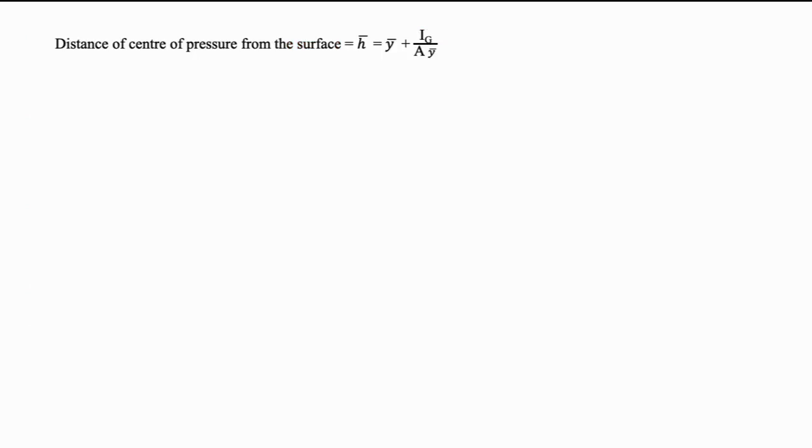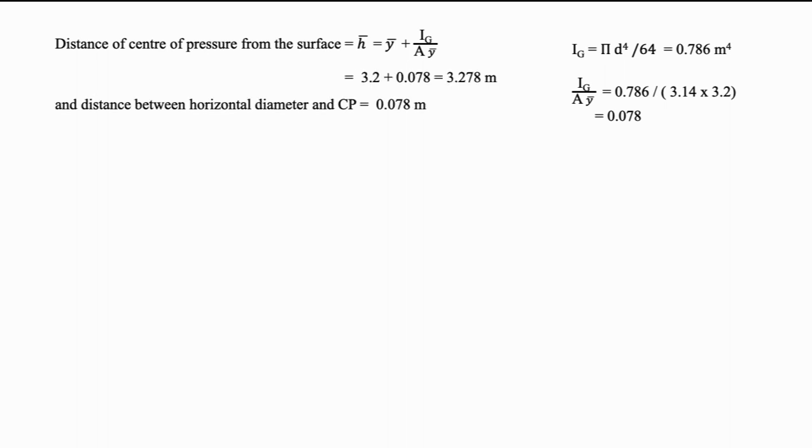Distance of the center of pressure from the surface, that is H bar is equal to Y bar plus Ig by A Y bar. Since it is circular in section, Ig is equal to pi d to the power 4 by 64, it comes to 0.786 meter to the power of 4. Ig by A Y bar is equal to 0.078. Distance of center of pressure from the free surface is 3.2 plus 0.078. It comes to 3.278 meters.